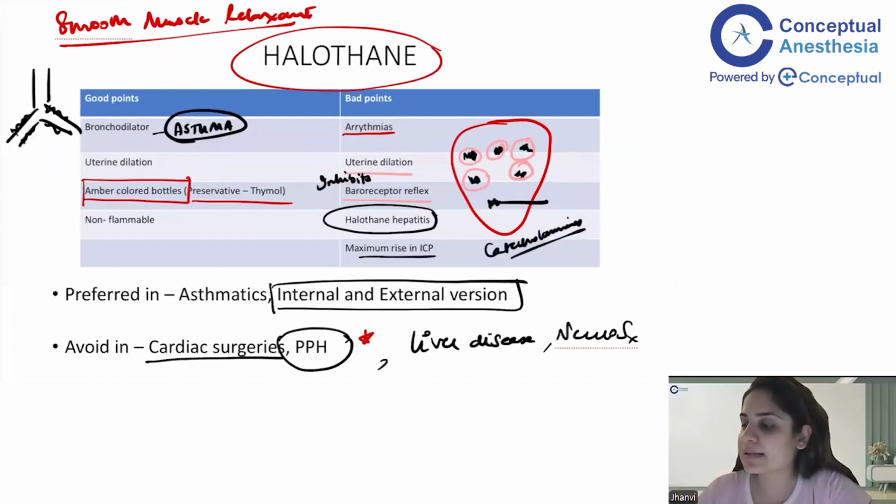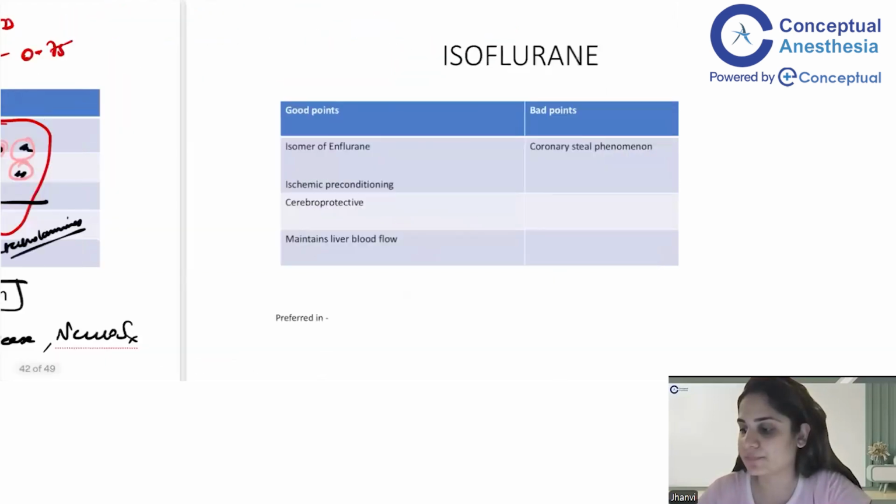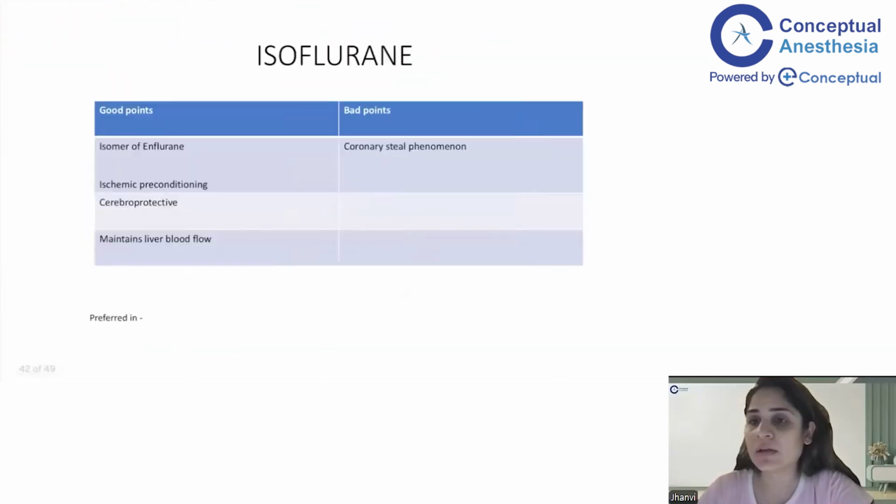Other than this, as I told you, the halothane vaporizer color is red, and we all know that the MAC of halothane is 0.75. Okay. Now, the next agent that we need to discuss is isoflurane. Isoflurane's vaporizer color, as we discussed, is purple, and the MAC of isoflurane is 1.4.